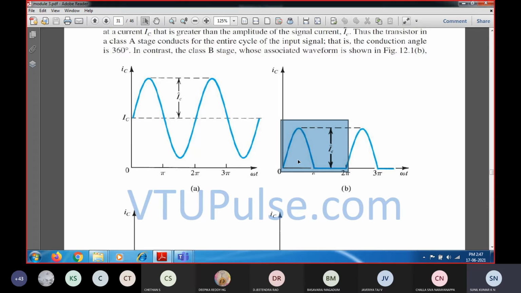Suppose you are going to club another class B with this one, then you will be getting the entire cycle. You can club the output of these two amplifiers, so that each class B amplifier is considered a push amplifier, a push pull configuration. We call that configuration, with two class B amplifiers, one that gives the full cycle of the output.